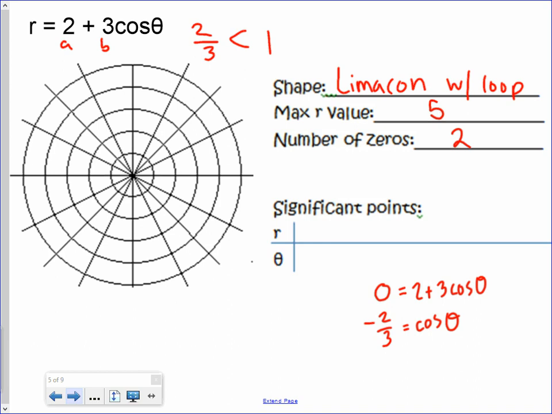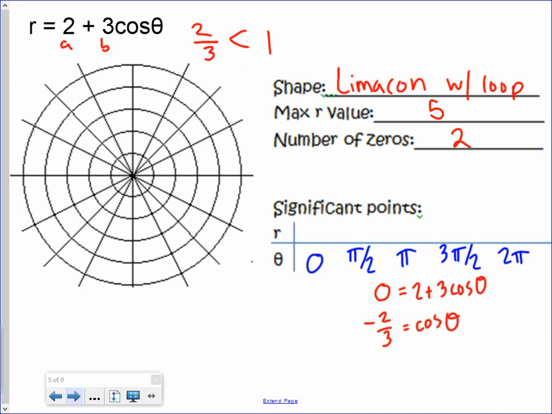So to do your significant points, we don't have zeros to pick from. For all of my Limacons, I will just use the values from 0 to 2 pi going by pi over 2's. So it kind of takes us back to when we graphed trig functions and we did the frame. I'll just use those 5 points. So in my significant points, I'm going to start at 0, then pi over 2, pi, 3 pi over 2, and 2 pi.